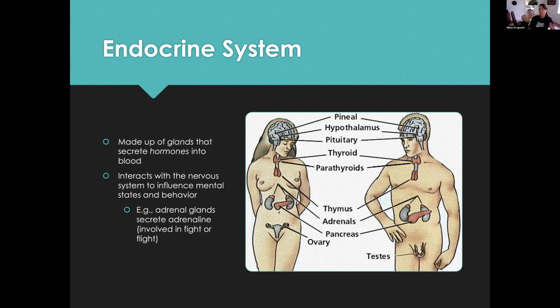So, for example, the adrenal glands can secrete adrenaline, named after the adrenal glands, and that is helping to produce that fight or flight response we talked about earlier with the sympathetic nervous system. The testes will secrete testosterone, and that seems to be involved in aggression and also muscle building and things like that. So this concludes our Chapter 3 lectures.